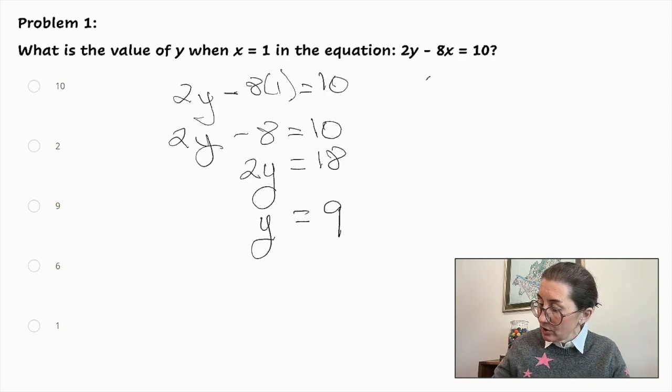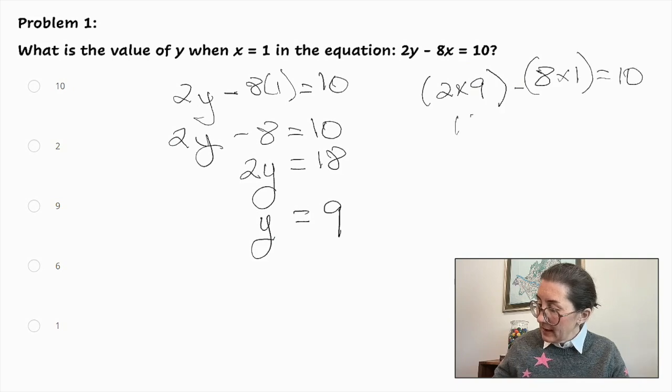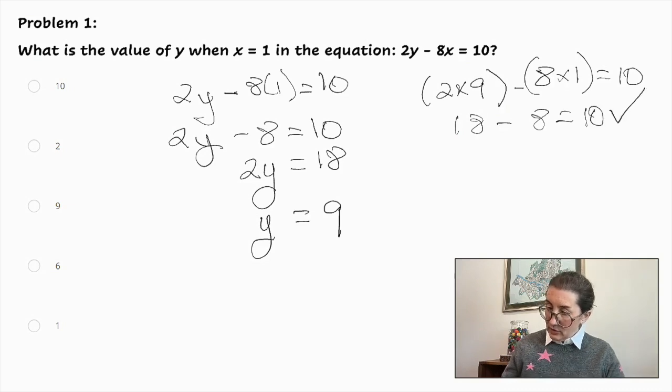Let's check that out. 2 times 9 minus 8 times 1 equals 10. 18 minus 8 equals 10. That works. So the answer is 9.